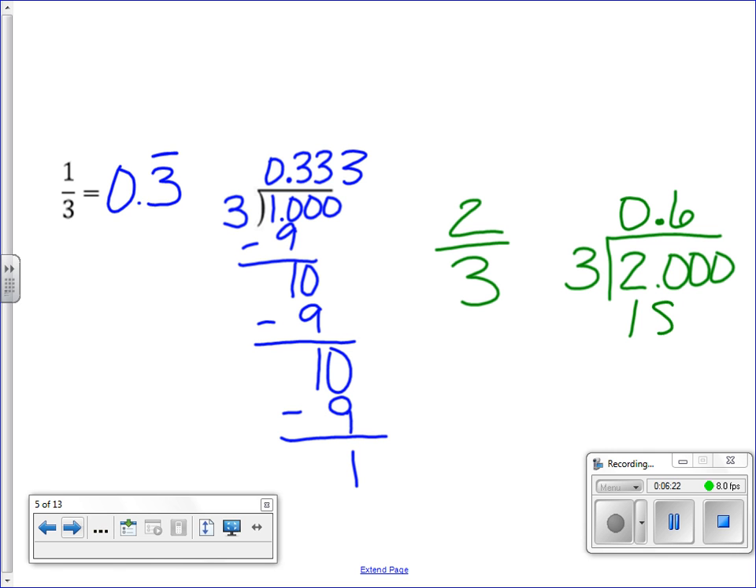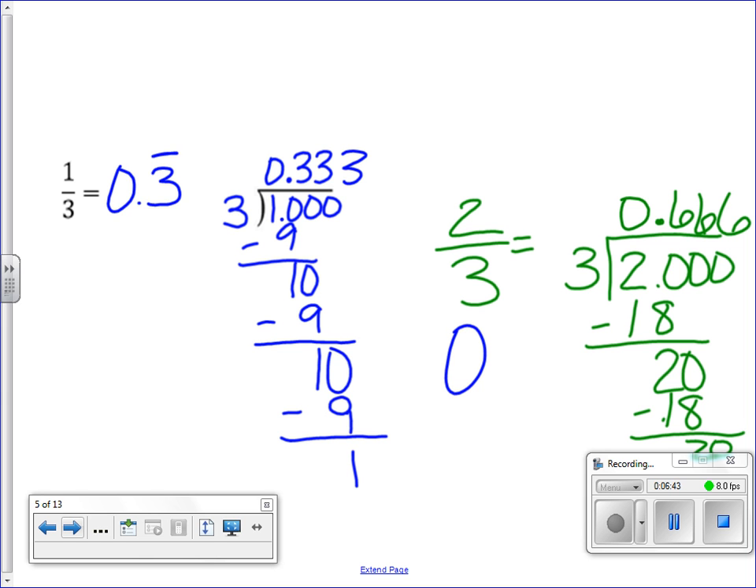6 times 3 is 18. 20 minus 18 is 2. Bring down the 0. Okay, notice we're back where we started at the 20 again. 3 goes into 20, 6 times, 18. Bring down the 2. All right, 3 goes into 20, 6 times. So 2/3 is equal to 0.6 and repeating. That means the 6 is going to go on forever and ever and ever.